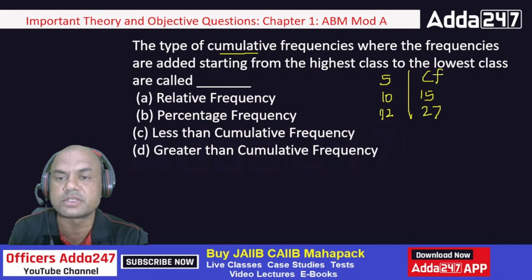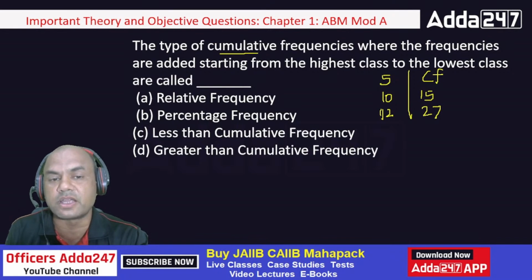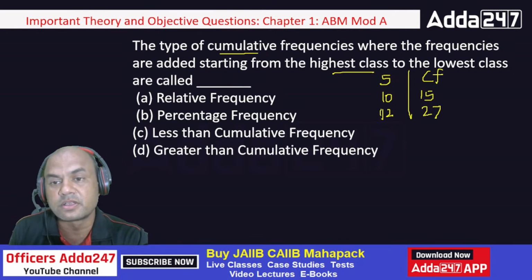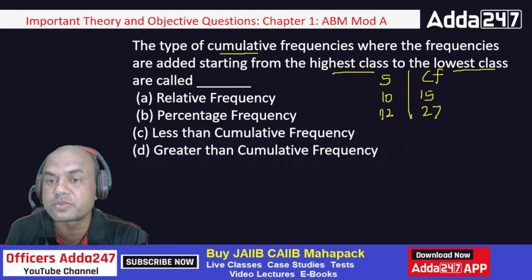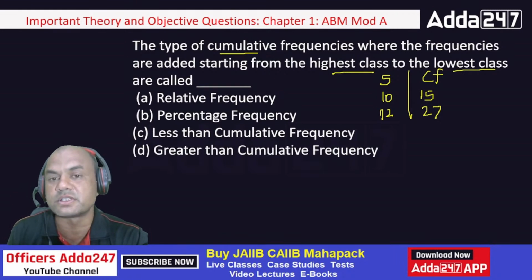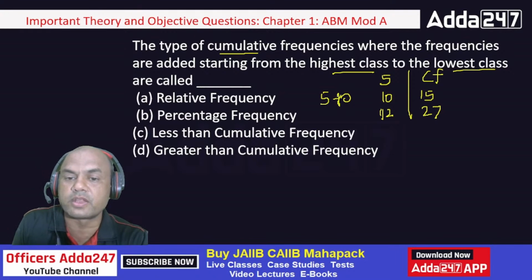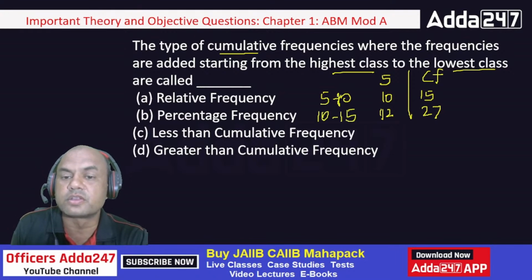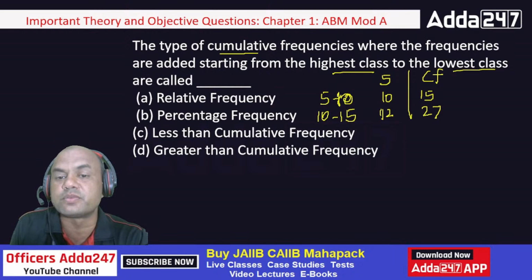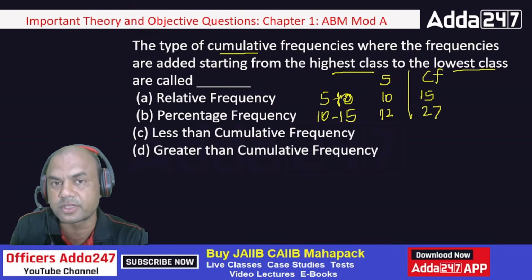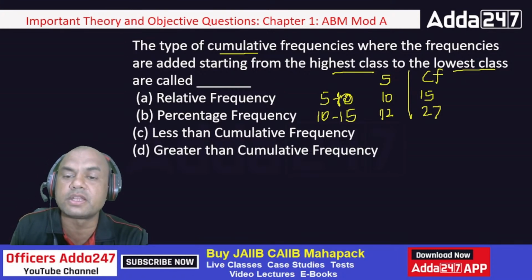Okay, cumulative frequency, where the frequencies are added starting from the highest class to the lowest class. See, this highest class means what? This class has nothing to do with this frequency. Class will be over here, 5 to 10, then 10 to 15. Okay, so whenever you write it like this, 5 to 10, 10 to 15, 15 to 20, and so on. So this class is known as the highest class, whichever is having the maximum interval, means these numbers. Okay. So here it will be 10 to 15 is the highest class.